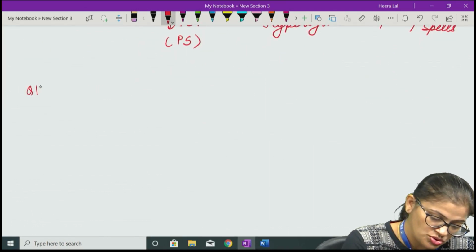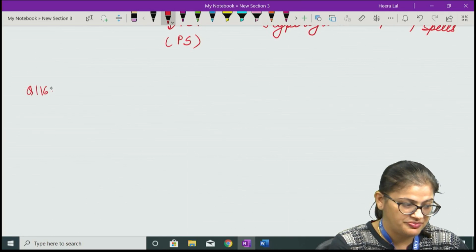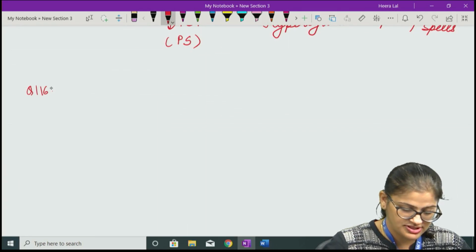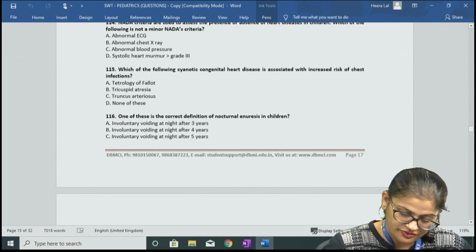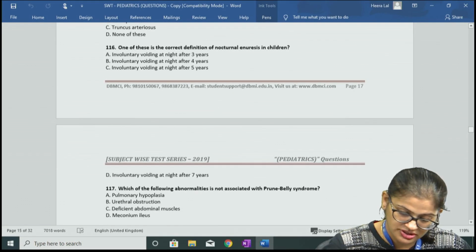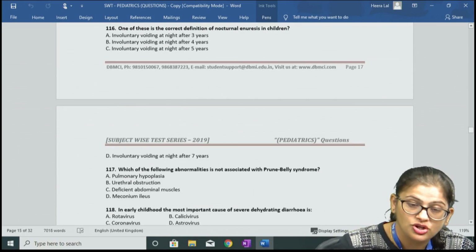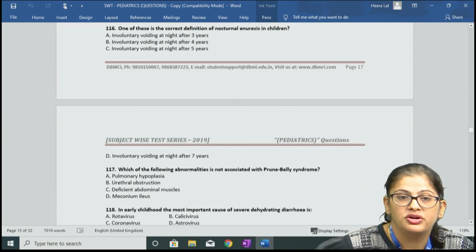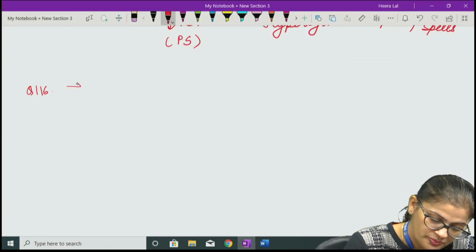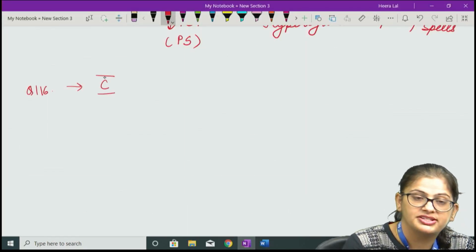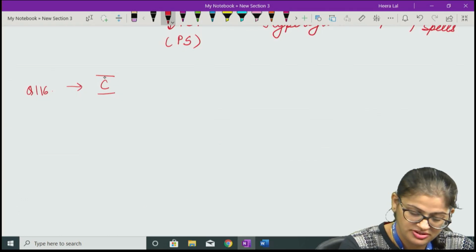So next we come on to question number 116. And question number 116 is, one of these is the correct definition of nocturnal enuresis, and the correct answer is option number C, that is involuntary voiding at night after 5 years of age. So question number 116, the correct option is option number C.